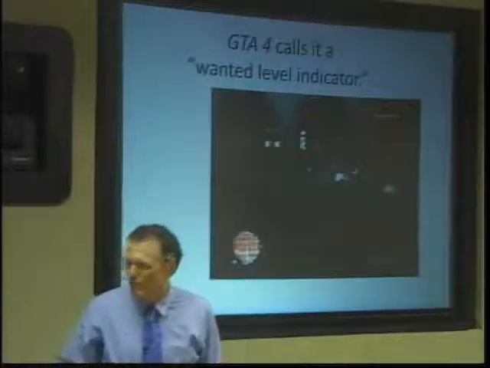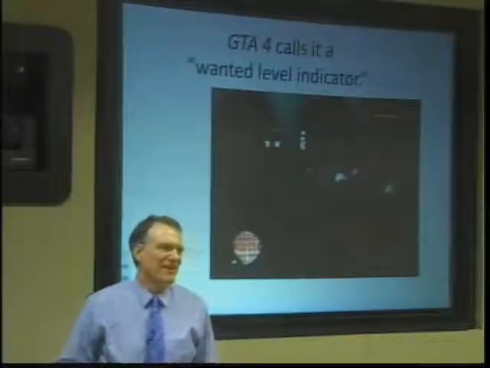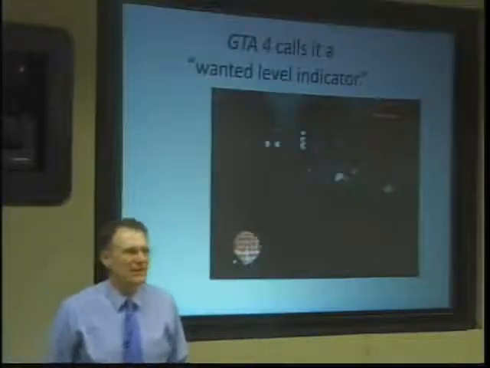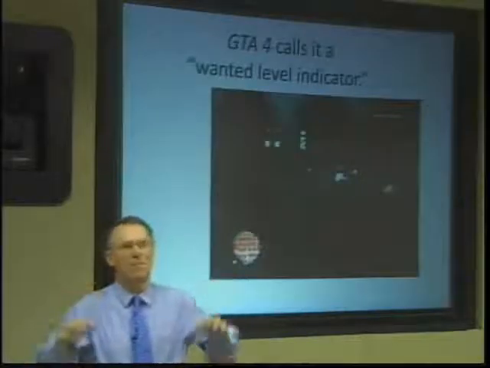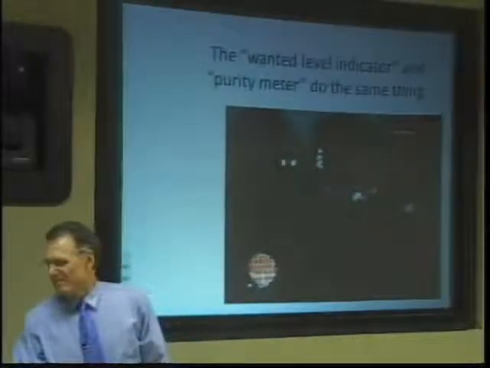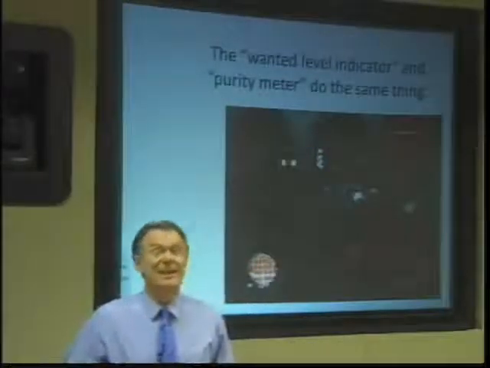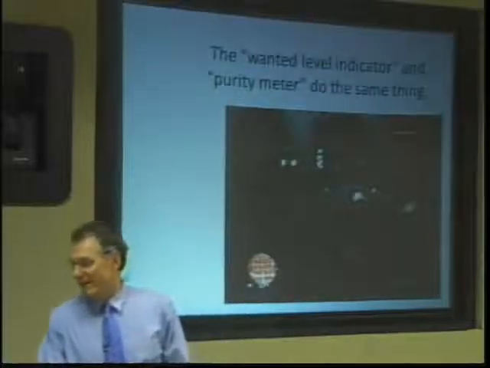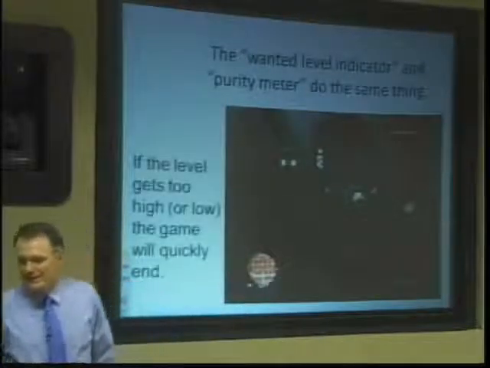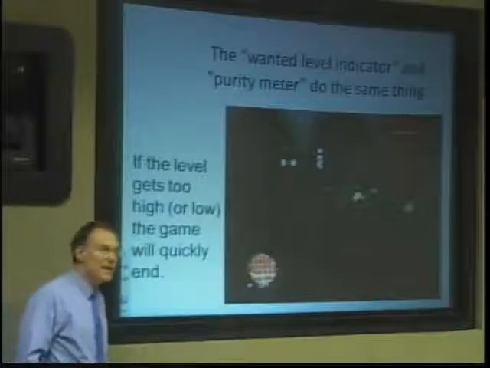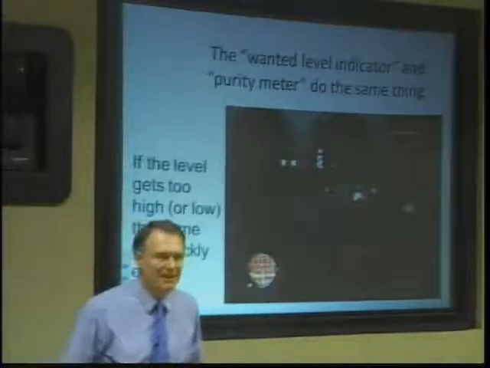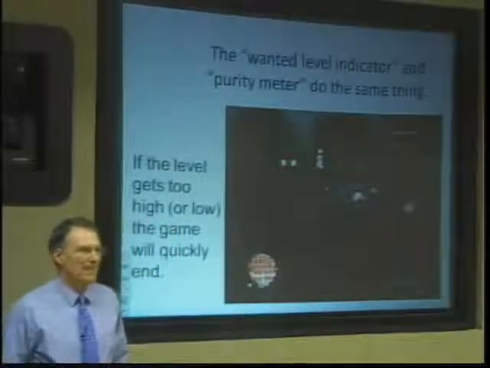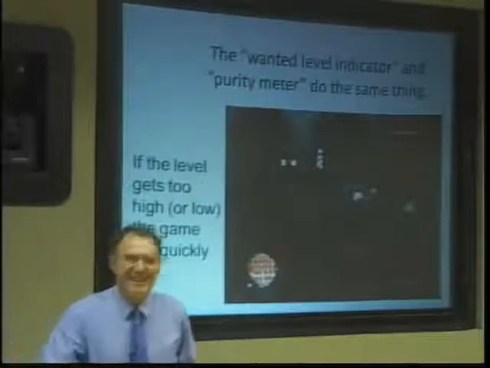In Grand Theft Auto 4, it's called the wanted level indicator. The more bad stuff you do, the more your wanted level goes up, and the more likely you are to run into overwhelming police forces. And so the wanted level meter and the purity level meter do pretty much the same thing. If the level gets too high in the case of wanted level, or the purity gets too low in the case of Frodo, then the game will very quickly end. You will get totally overwhelmed by antagonists, and that's it for you.